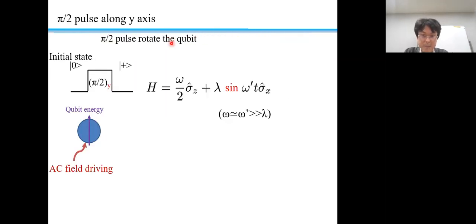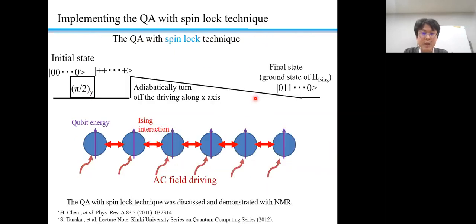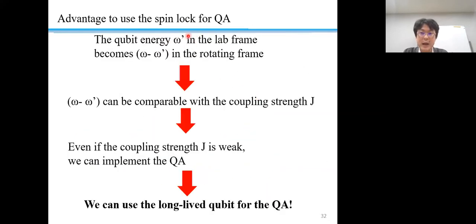Omega prime is this AC magnetic field frequency. So by changing omega prime to a proper value, we can set this detuning value to be comparable with the coupling strengths. So this is the advantage of the spin lock quantum annealing. This means that even if the coupling strength J is weak, such as tens of megahertz, we can still implement the quantum annealing. So this means that we could use the capacitively shunted flux qubit for the quantum annealing, and we could use long coherence qubits for the quantum annealing.